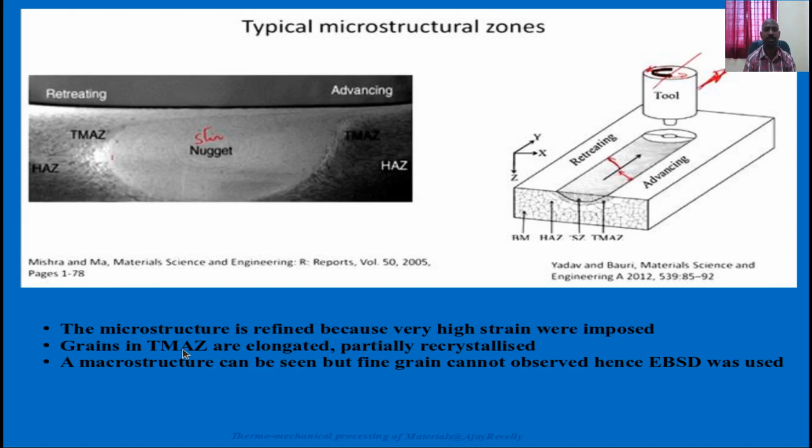The grains in the thermomechanical affected zones are observed to be elongated and partially recrystallized and recovered. And the microstructure in this particular nugget zone, since it is affected by high strain rates, you will achieve finer grains in the nugget zone or stir zone.